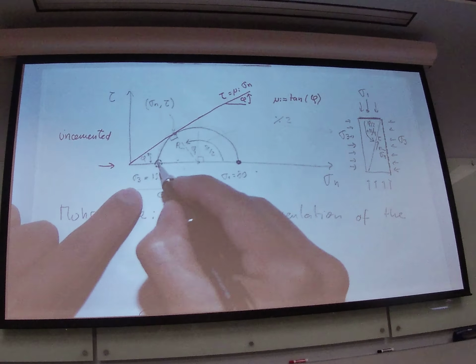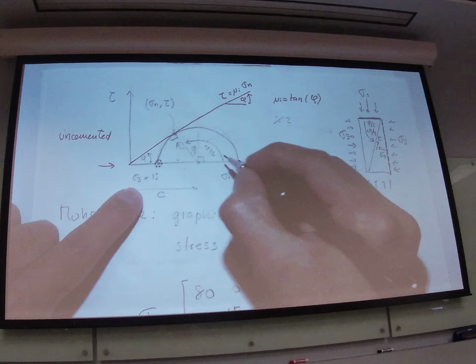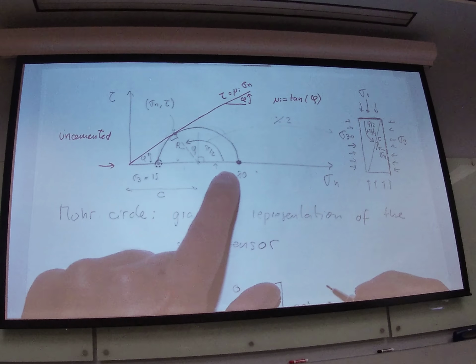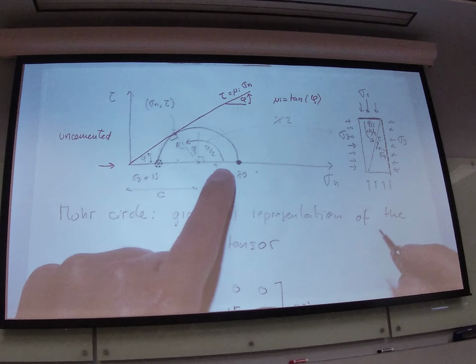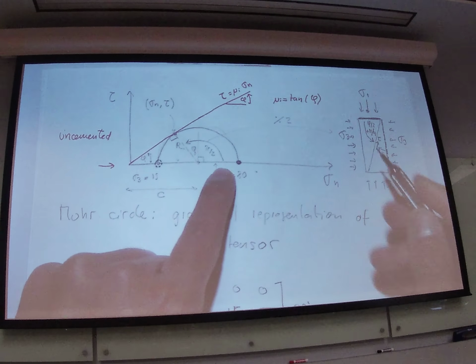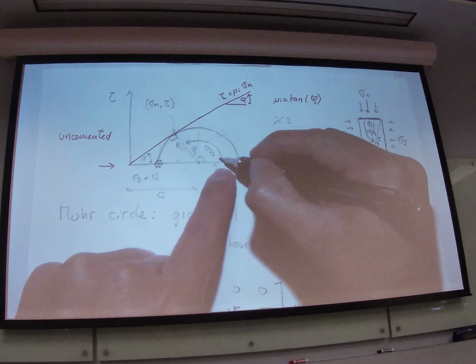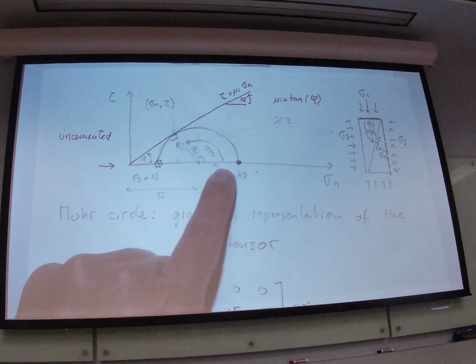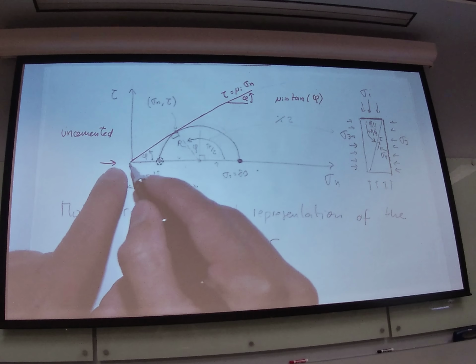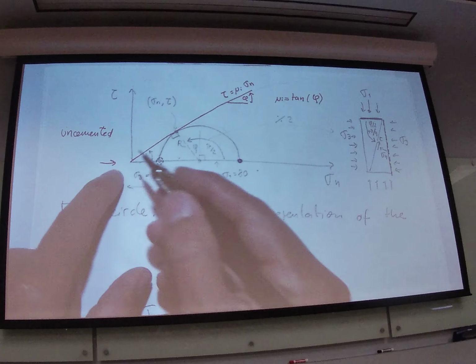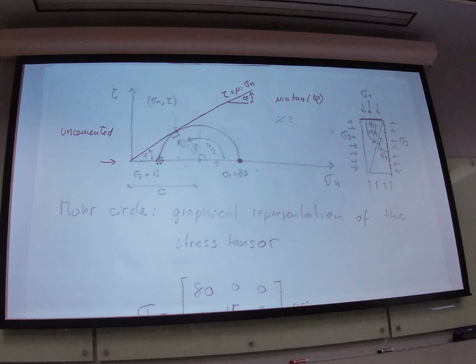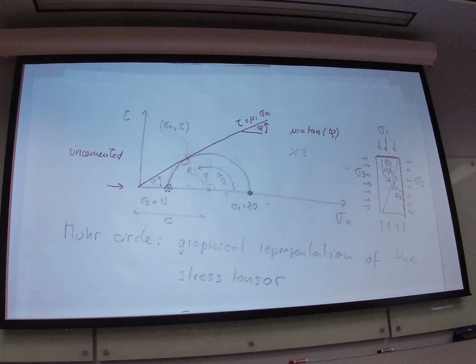If I were to have a sigma 3 that will be bigger, let's say somewhere over here, if this is a new sigma 3, the maximum stress I can apply, sigma 1, is going to be much bigger than that. It's going to be a much bigger circle. And sigma 1 is going to be somewhere over here. But if sigma 3 is 0, sigma 1 is going to be 0. And that is going to be valid for uncemented materials.